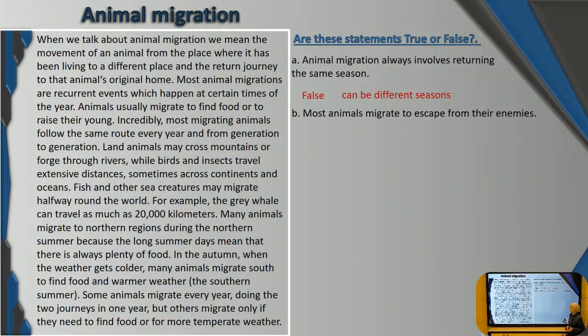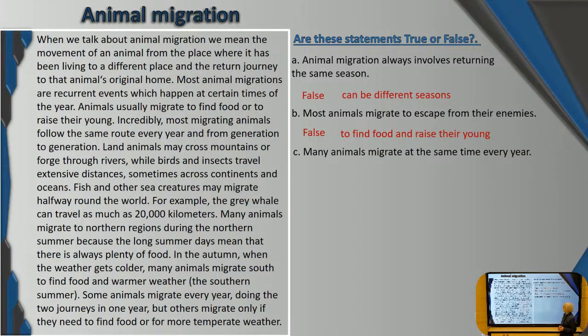The second one. Most animals migrate to escape from their enemies. Do they migrate to escape their enemies? Of course not. So this is a false statement. They migrate to find food and raise their young. Now the third one. Many animals migrate at the same time every year. Yes, they migrate at the same time every year. So this is a true sentence.